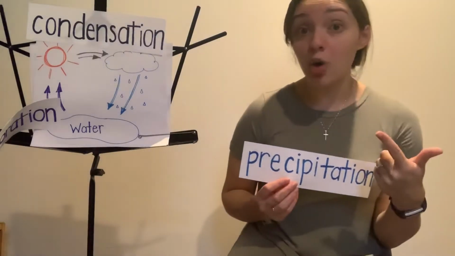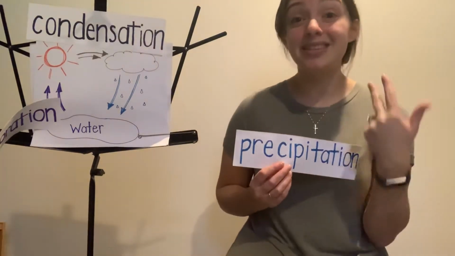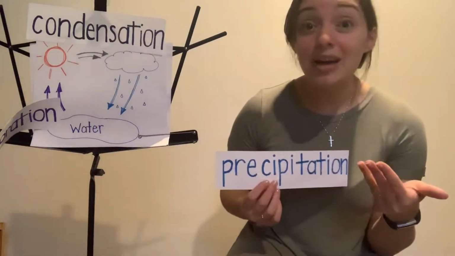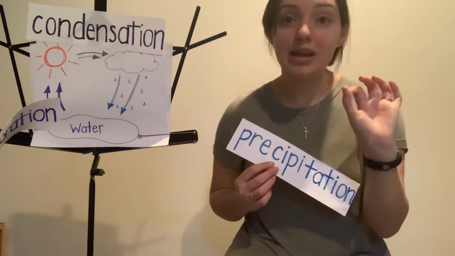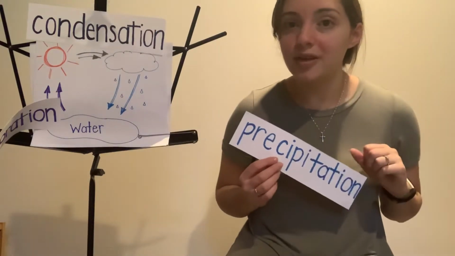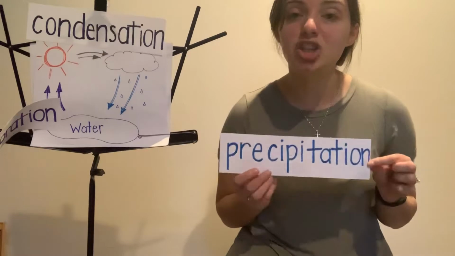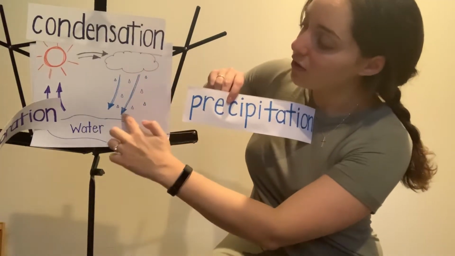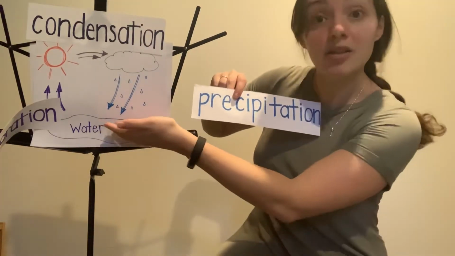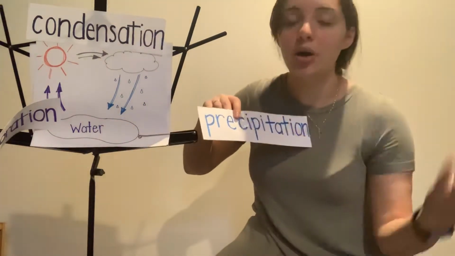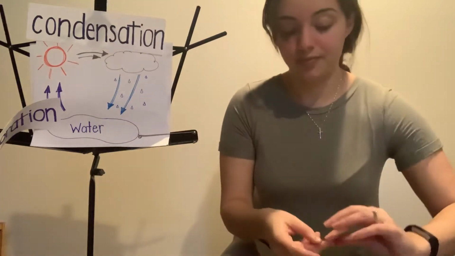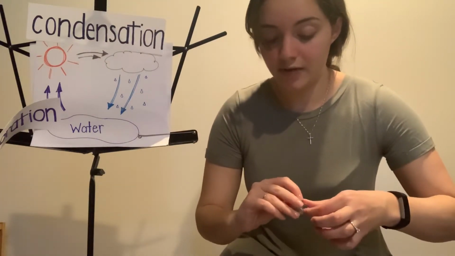It can be snow if it gets really cold. It can be sleet, which is a mix of rain and snow, or it can be hail, which is what happens when rain gets really icy and that falls down from the clouds, right? So precipitation can be any of those things. And that's what happens over here when the water falls back down and then it gets back to the lake or on the ground or wherever. So let me tape this on. See if it's gonna stick.